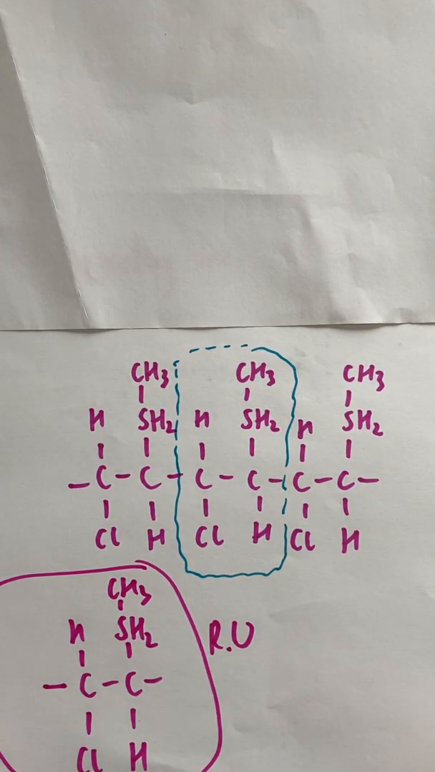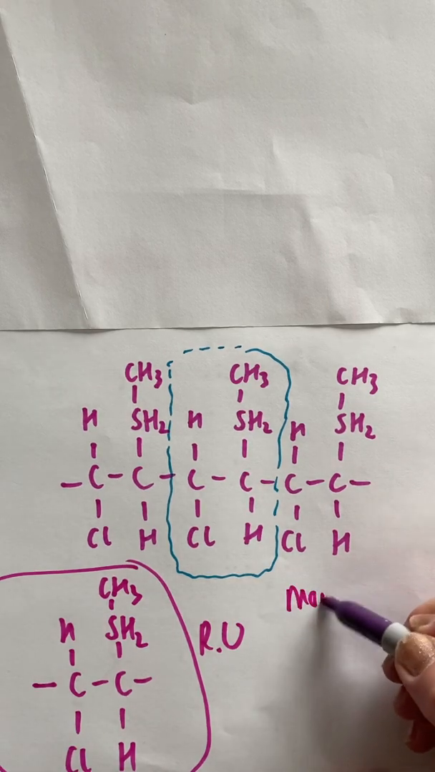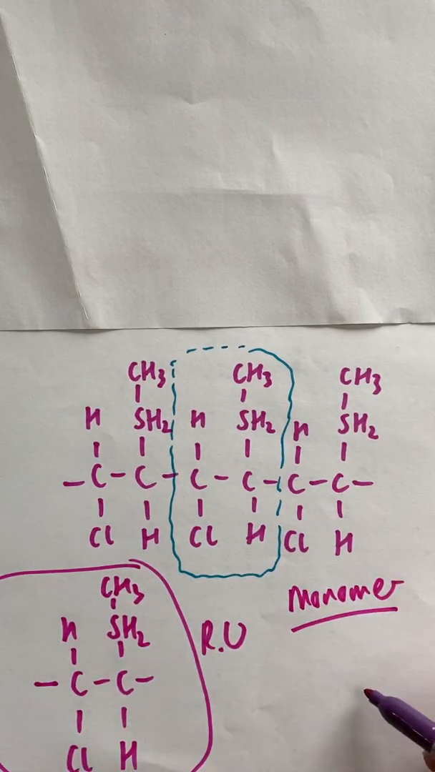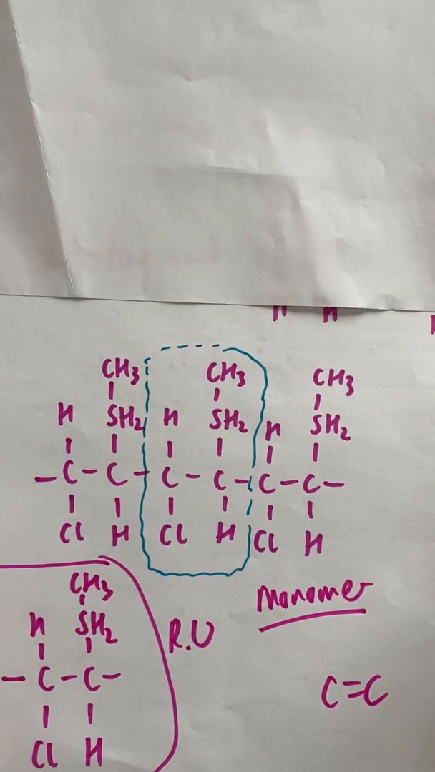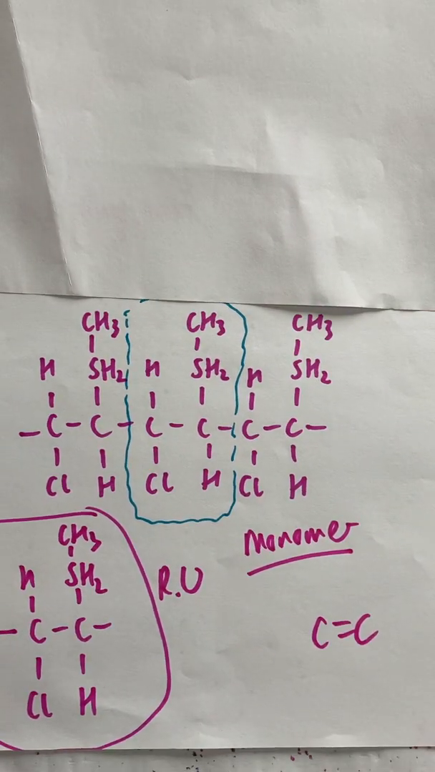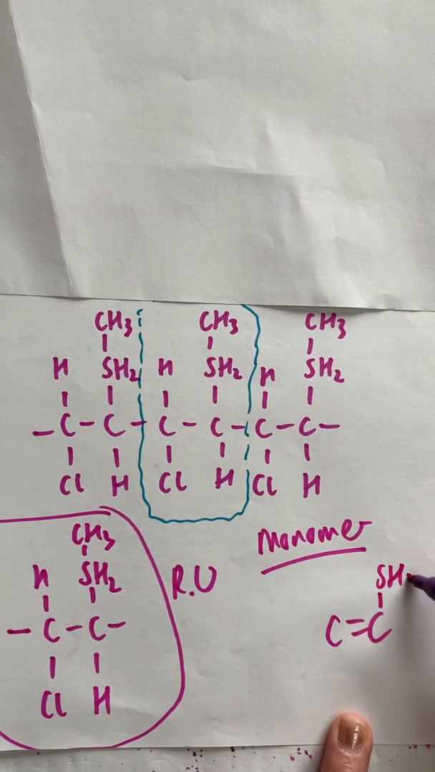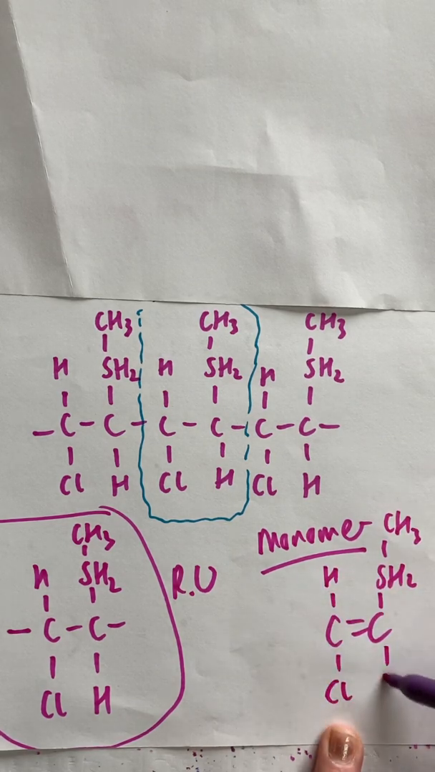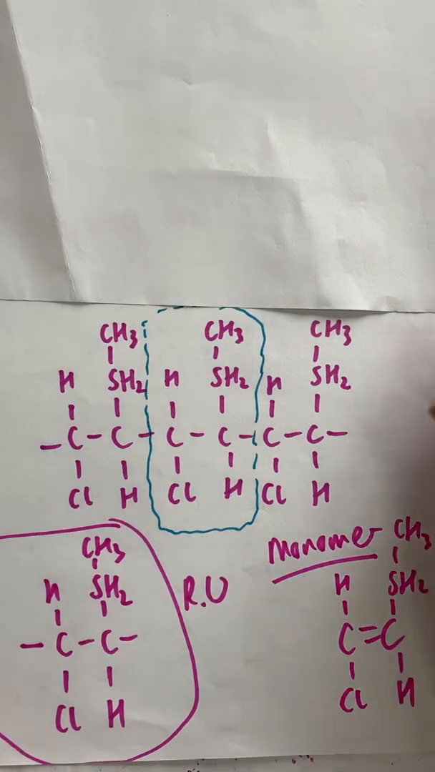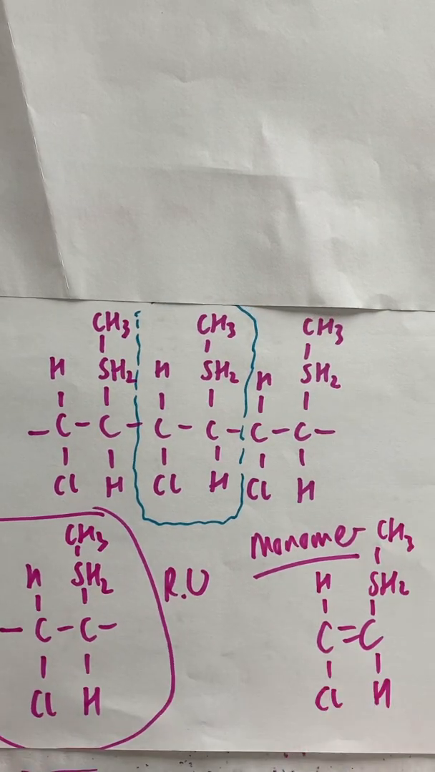When it comes to writing my monomer, remember, all I'm going to do is take these arms away and make this a double bond. So my monomer has got a carbon-to-carbon double bond in it. Remember, the monomers have to have carbon-to-carbon double bonds in them to be able to perform this addition polymerisation. So simply, I have my CH2, CH3, I have HCl, and H. So again, the only difference between the repeating unit and the monomer is the repeating unit has arms and the monomer has a double bond.